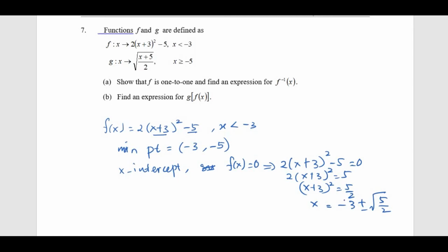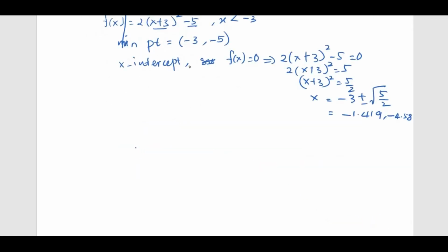So you can use your calculator to find the value of x. Then you will get two values: negative 1.419 and another one is negative 4.58. Now you can sketch the graph.